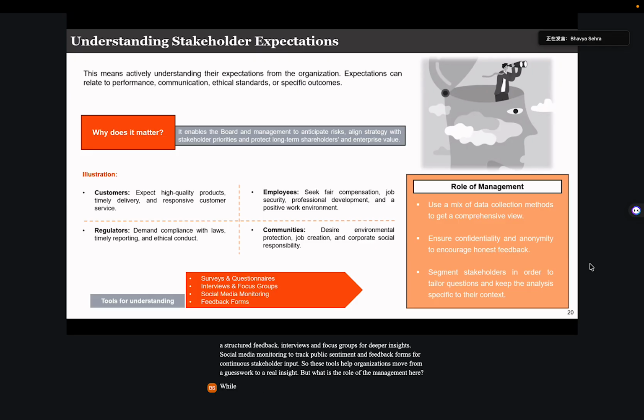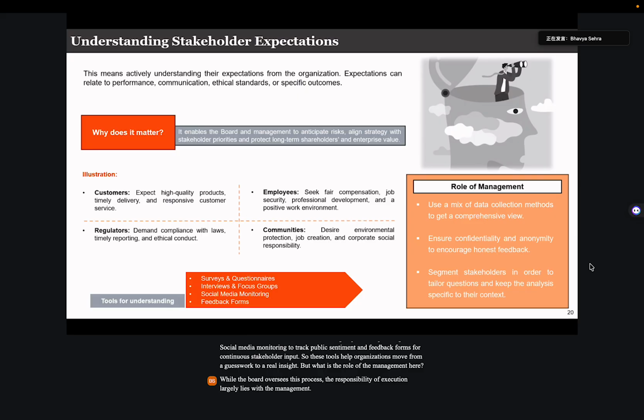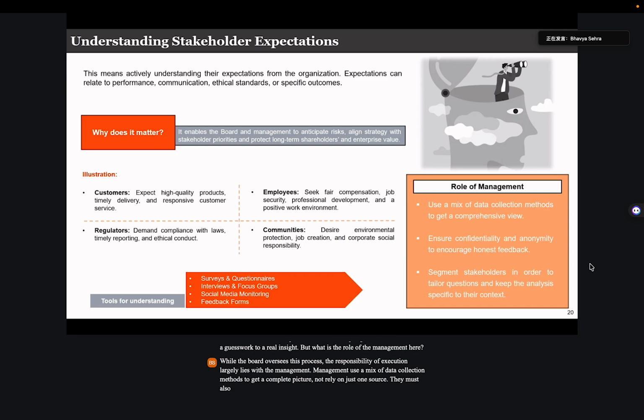While the board oversees this process, the responsibility of execution largely lies with the management. Management uses a mix of data collection methods to get a complete picture, not relying on just one source. They must also ensure confidentiality wherever needed so stakeholders feel safe while giving honest feedback.